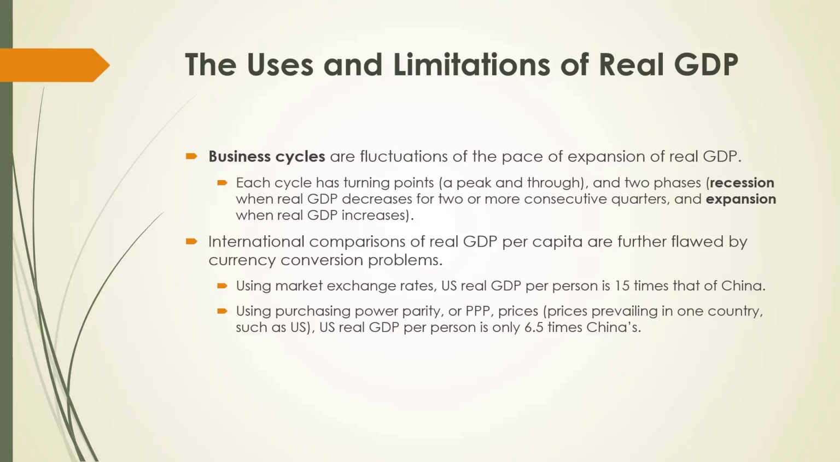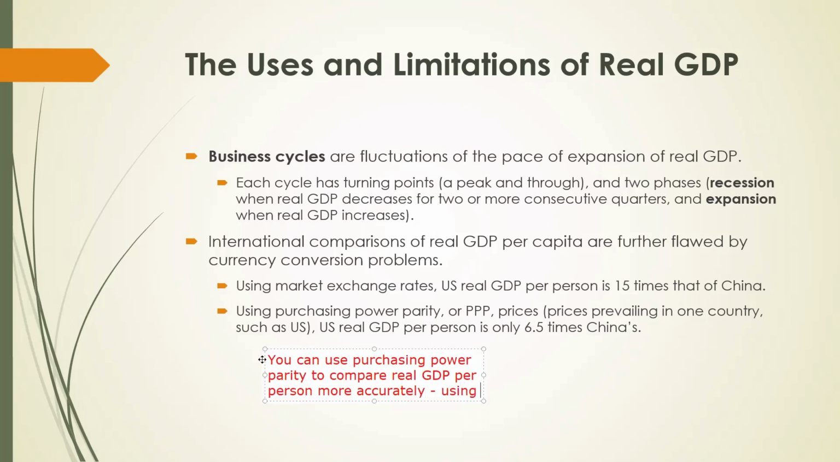In this case, the US real GDP per person is 15 times that of China, just based on the market exchange rates. But something that you can use here is purchasing power parity to compare real GDP per person more accurately.